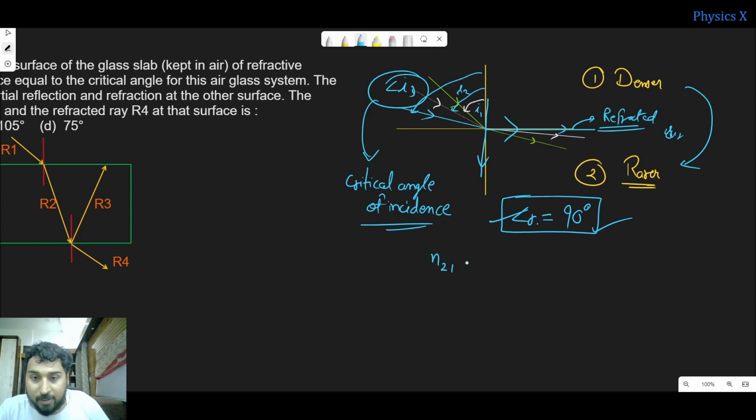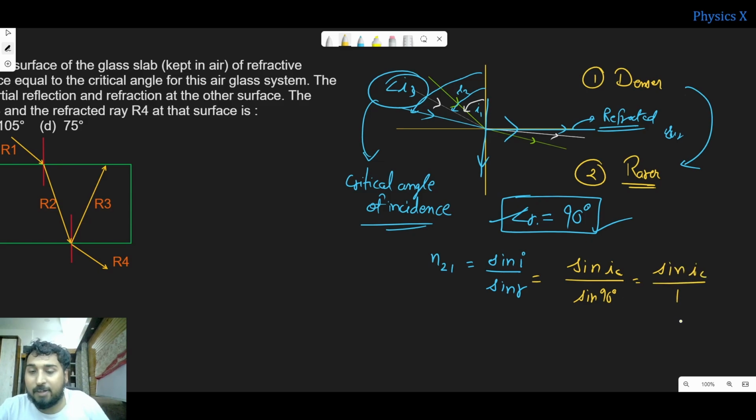It is n21 equals sin i by sin r. So what can I write? Sin i will be sin ic, and sin r is sin 90 degree. And sin 90 degree is equal to 1. So this is sin ic by 1. And n21 is what? It is nothing but your formula, sin ic by 1.